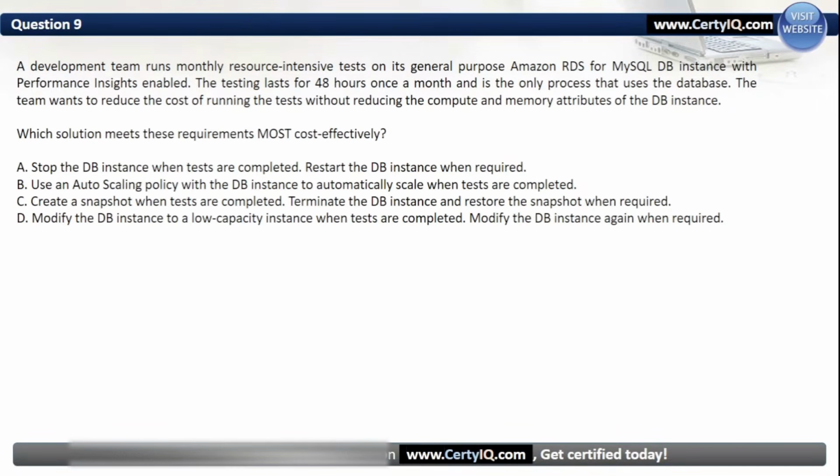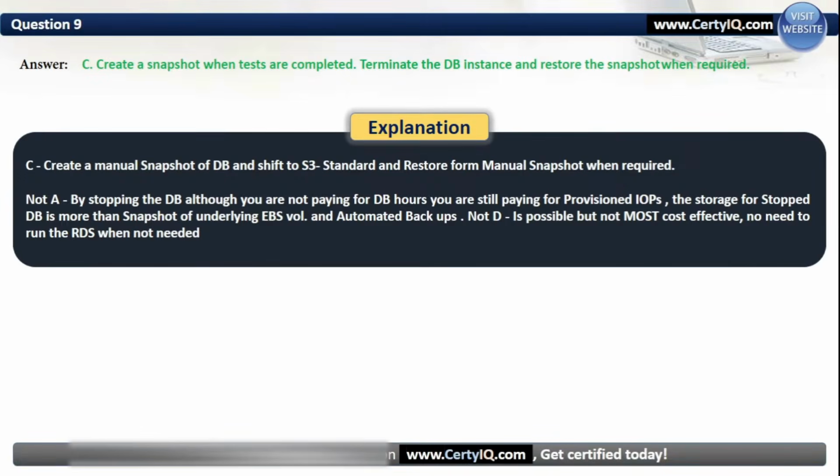The correct answer is C. Create a snapshot when tests are completed. Terminate the DB instance and restore the snapshot when required. Not A. By stopping the DB, although you are not paying for DB hours, you are still paying for provisioned IOPS. The storage for a stopped DB is more than a snapshot of the underlying EBS volume and automated backups. Not D. It is possible but not most cost effective. No need to run the RDS when not needed.